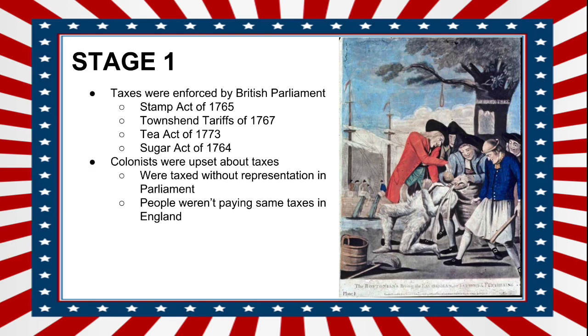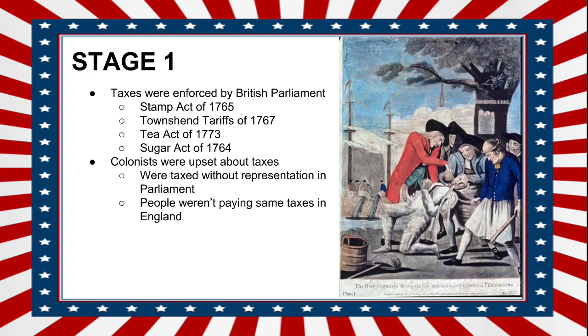The British imposed many acts upon the colonists, including the Stamp Act, Townshend Tariffs, Tea Act, and Sugar Act. The Stamp Act was passed in 1765 and stated that all printed material must have a stamp on it, which the colonists had to pay for. The Townshend Tariffs, passed in 1767, placed a tax on any goods that were imported into the colonies. This led to the colonists boycotting many British goods in order to avoid paying the tax.